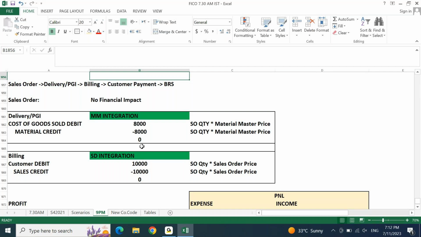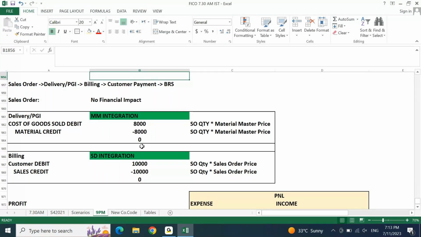Point number one, it is possible with standard price. Point number two, it is possible with moving average price provided there is no stock in the material. If it has available stock in the material, it will adjust with the available stock. If not, it will post to the price difference. When the material stock becomes zero, it will hit the price difference, because it doesn't find any available quantity to adjust the price difference.